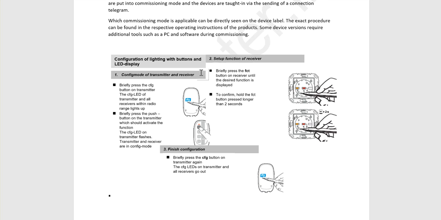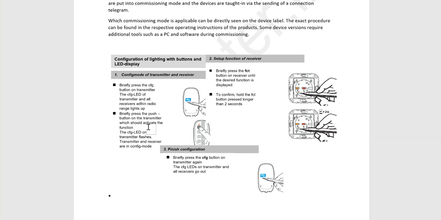For example, here we want to make a link between the remote and the keypad, I think. So first of all, configure mode of transmitting and receiving. For example, here in this remote, we briefly press the configure button on the transmitter. The configure LED of the transmitter and all receivers within the radio range light up. Briefly press the push button on the transmitter, which should activate the function.